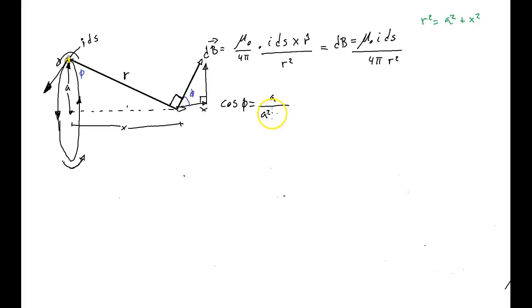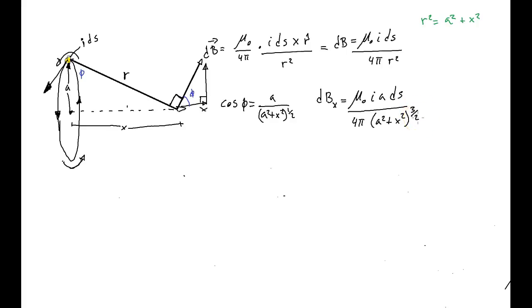Does that make sense? So dv in the x direction is equal to this times cosine. So it's going to be u sub 0 I a ds, all of that divided by 4 pi times the quantity a squared plus x squared raised to the 3 halves.